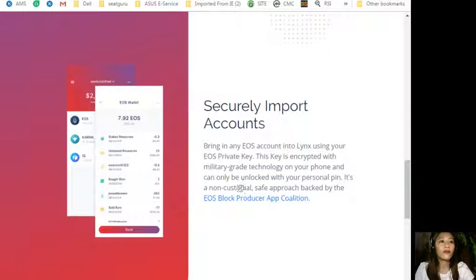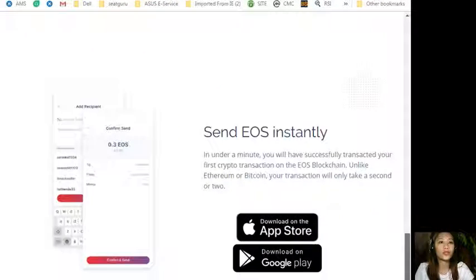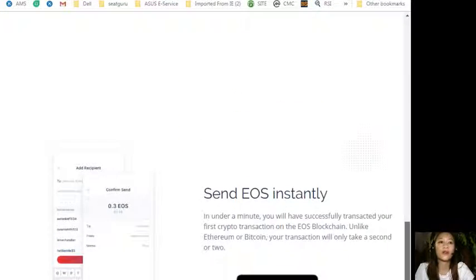Also here, it shows you how to securely import accounts there and so on and so forth.